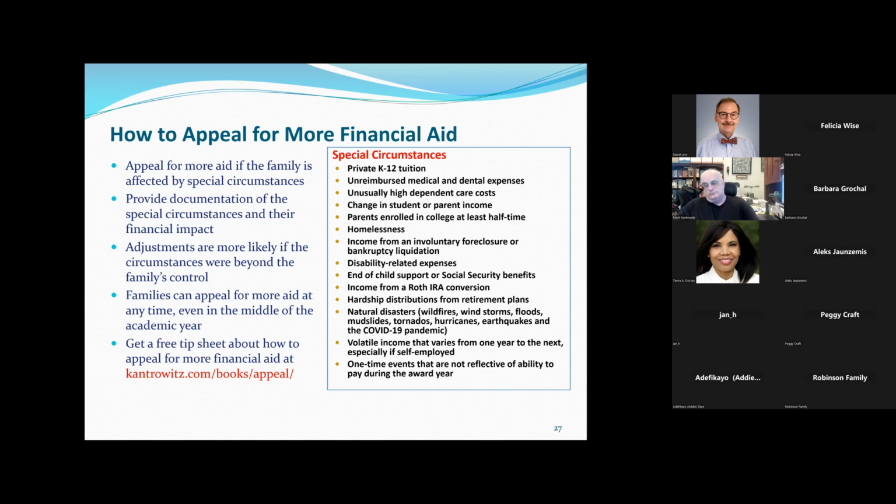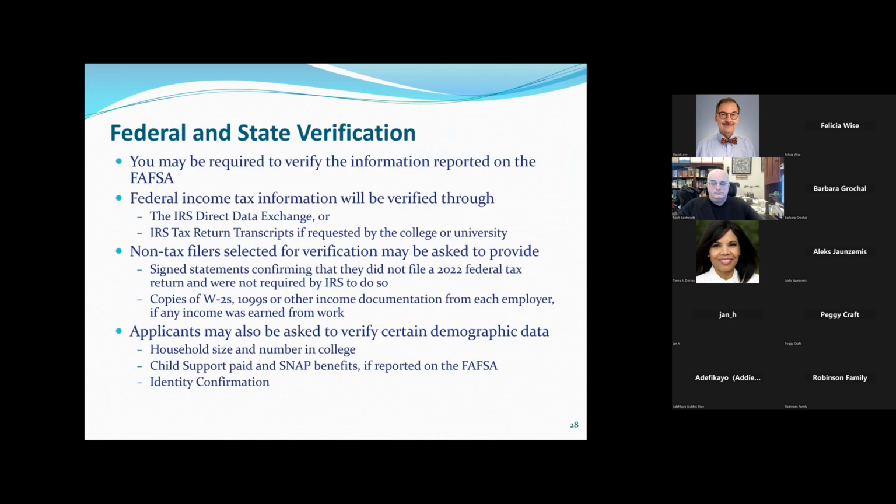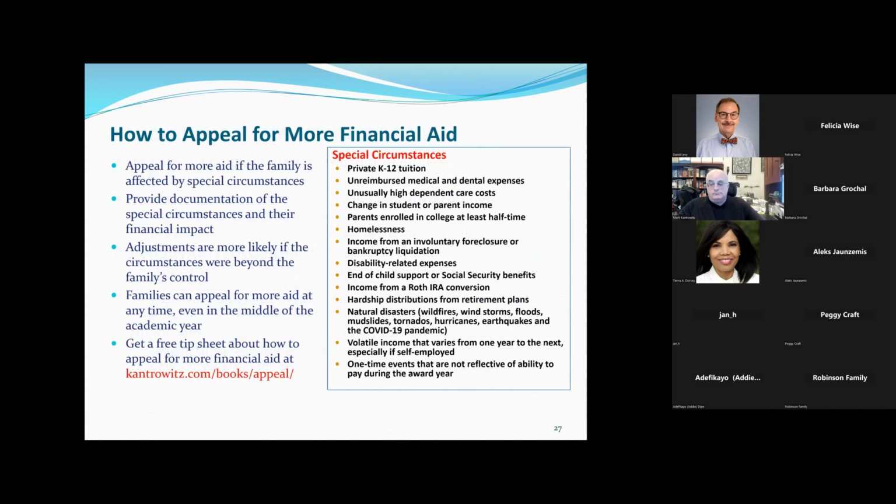Mr. Kantrowitz wrote a best-selling book about how to appeal for more financial aid for college. The book's webpage at kantrowitz.com/books/appeal, you'll see it in the left-hand column, includes a free downloadable tip sheet that reveals the basics about how to appeal for more financial aid. It tells you what to include in the letter. It includes information about when you should send that letter, where you should send it.